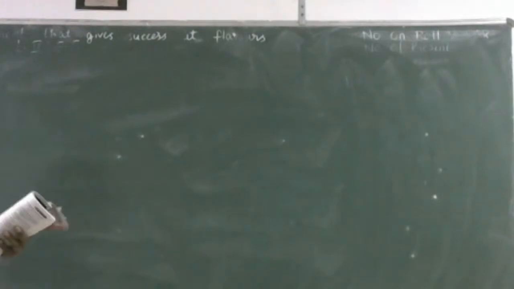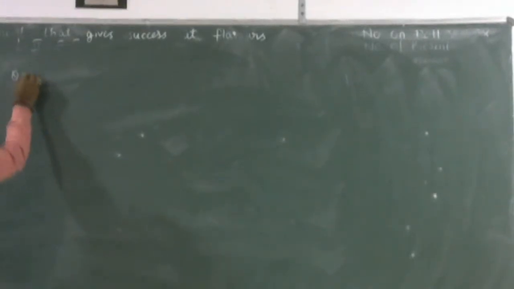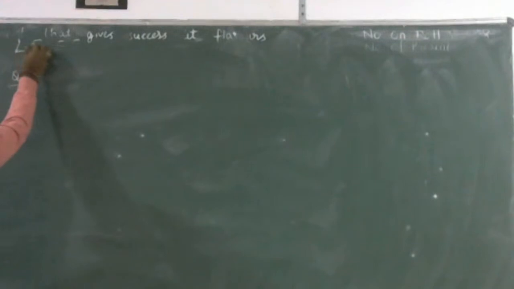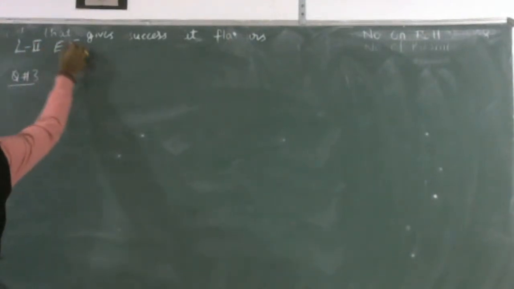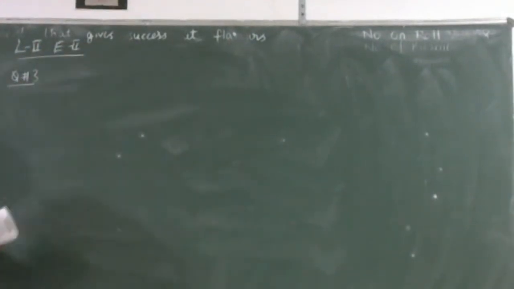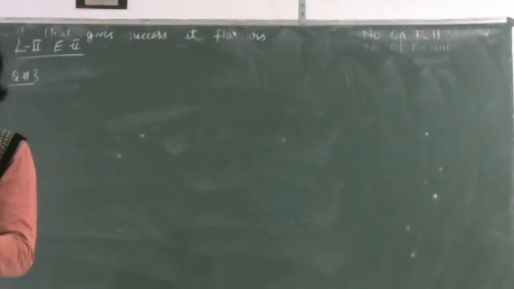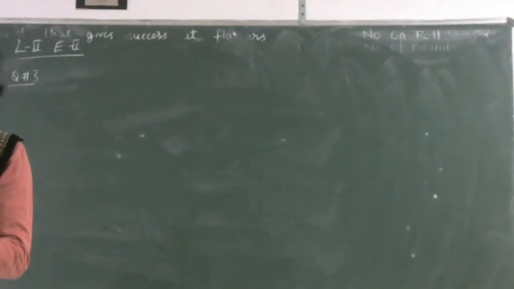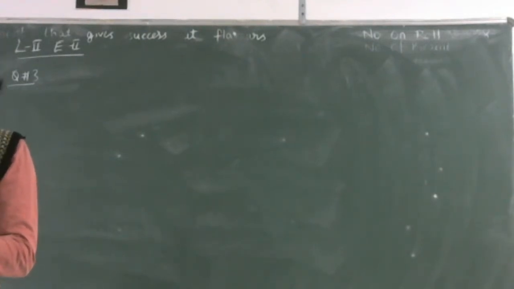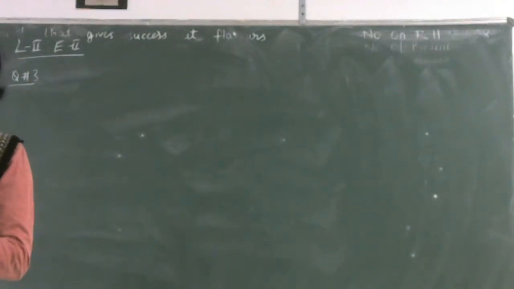Next one. Question number 3. Same level. New exercise 2. The question is, given that vector A plus B plus C is equal to 0, out of 3 vectors, 2 are equal in magnitude and the magnitude of the third vector is root 2 times that of either of the two having equal magnitude. Then the angle between the vectors is given by.